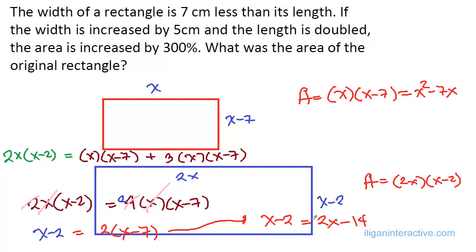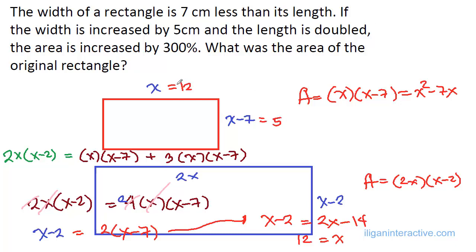Putting all the variables on the right, it will become what? Here it will become x, and that will become there a 12. Okay, so in this case, x is what? x is 12 for sure, so meaning the length is 12 and the width is 5.